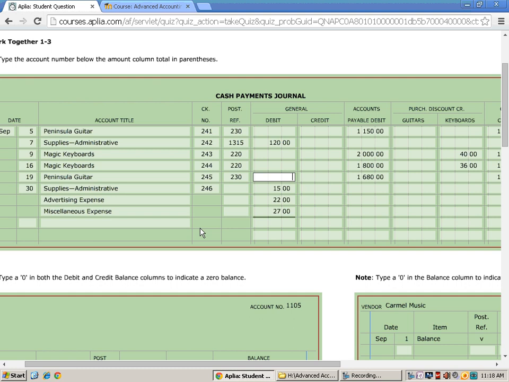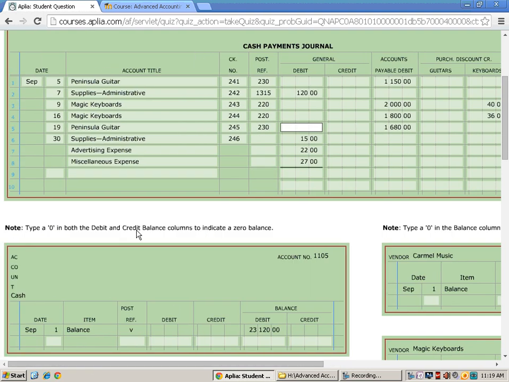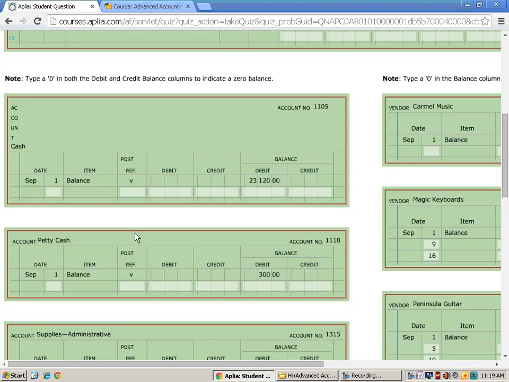So basically we always want to have, say, $100 in our cash box. So at the end of the month, we're going to replenish it so that we start a new month with $100 in there. Okay, so during this month, we spent $64. So out of that $64, we spent $15 on supplies administrative.